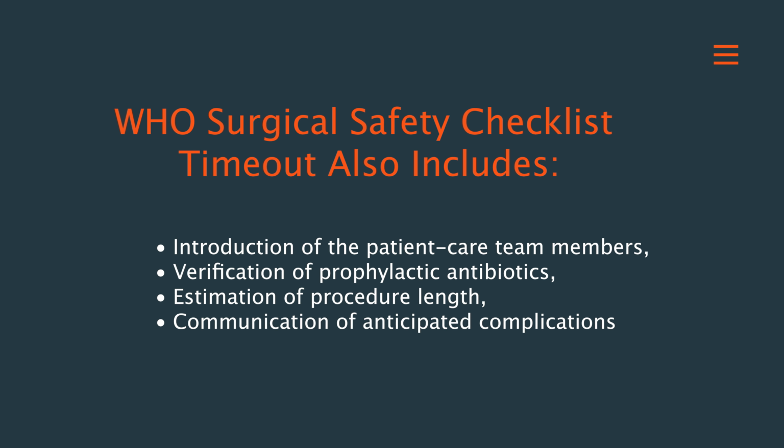Surgical safety is a protocol established to prevent surgical errors. In order to do this, all relevant documents are verified immediately before surgery and a timeout is completed. The timeout requires attention of the entire team to confirm that the patient, site, and procedure are correct. Important discussions also include introduction of the patient care team members, verification of prophylactic antibiotics, estimation of procedure lengths, and communication of anticipated complications. Furthermore, an instrument, sponge, and needle count before and after surgery is crucial to surgical safety.